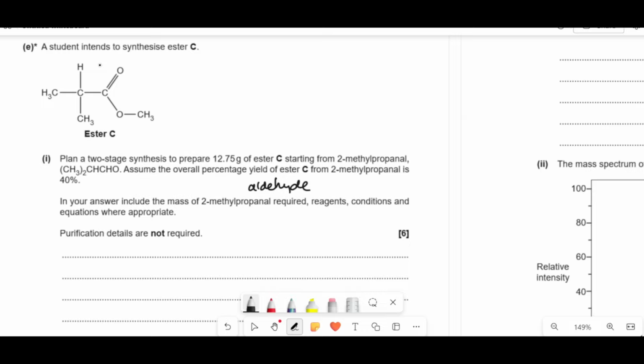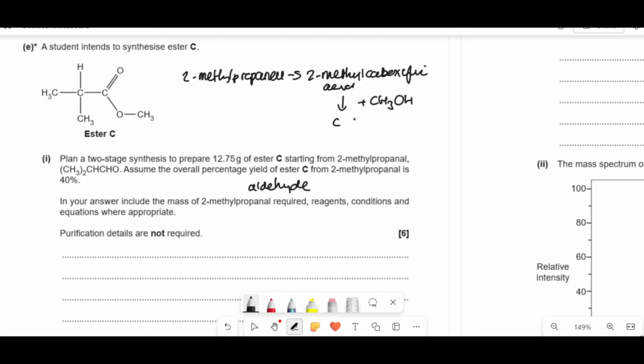So this C double bond O bit is going to come from a carboxylic acid, right? Can you see how that's 1, 2, 3? That's going to be propanoic and then 2-methyl acid. So the original thing must have been propanoic acid, but what did we actually stick on here then? This must have come from an alcohol because esters are made from an alcohol and carboxylic acid, right? So that must have been methanol. So plan out what you're going to do. 2-methylpropanol will then become 2-methylpropanoic acid. And then when we add CH3OH, methanol, we end up getting ester C. So that's the steps.